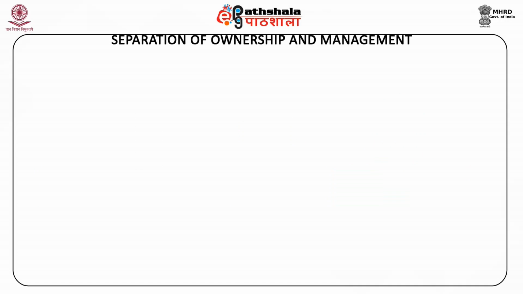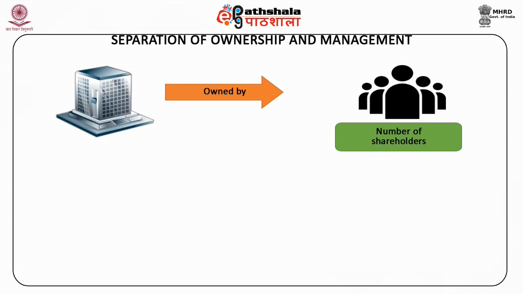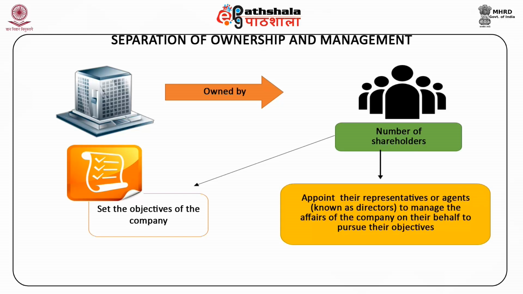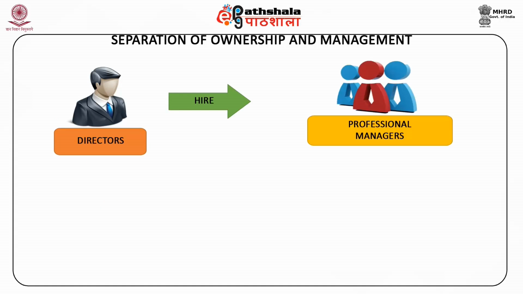We shall now throw some light on the separation of ownership and management. A company is owned de facto by a number of shareholders, which is too large a body to manage the affairs of the company. Shareholders set the objectives of the company and appoint their representatives or agents, known as directors, to manage the affairs of the company on their behalf to pursue their objectives.